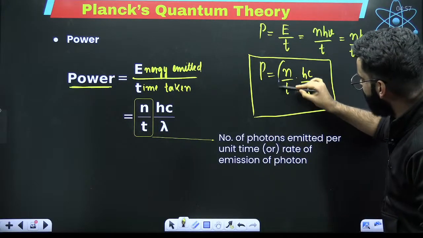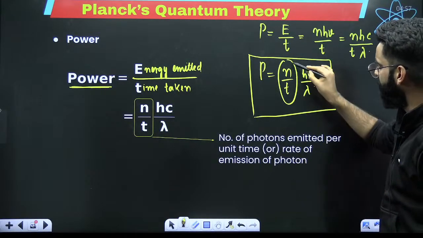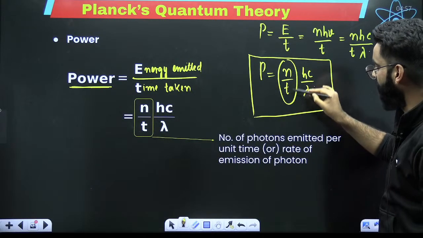Now, what is this n divided by t? What is n over here? n represents number of photons. t represents time. n by t.